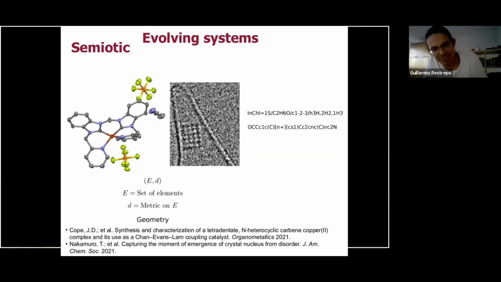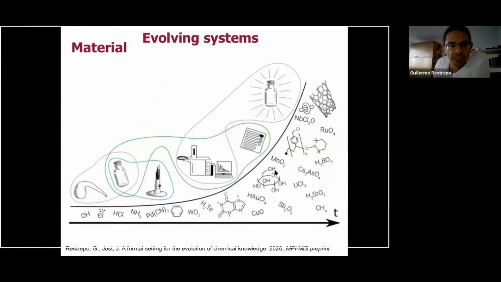But then the current way of encoding information is going back to text, which is, for example, the InChI for molecules or the SMILES, which are strings to be stored on computers, and there are several algorithms to work on that. That's more or less the idea of the evolution of the semiotic system.